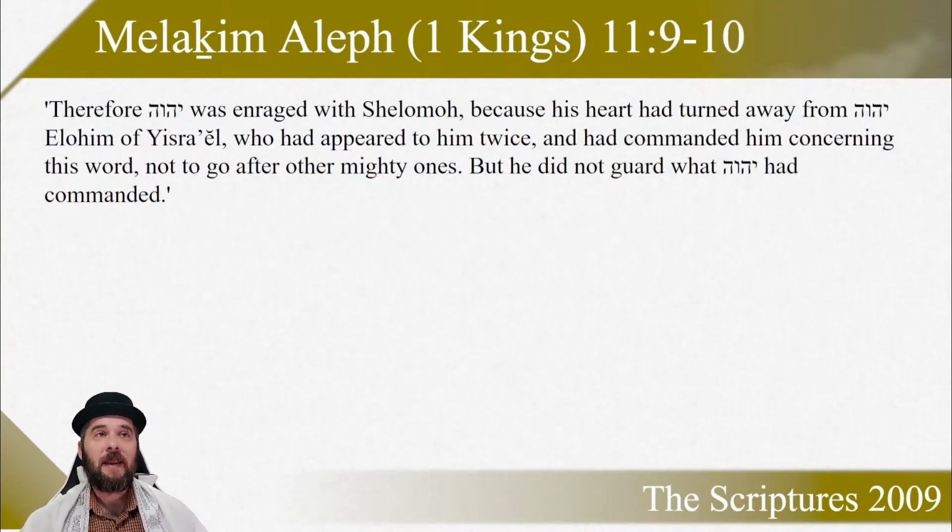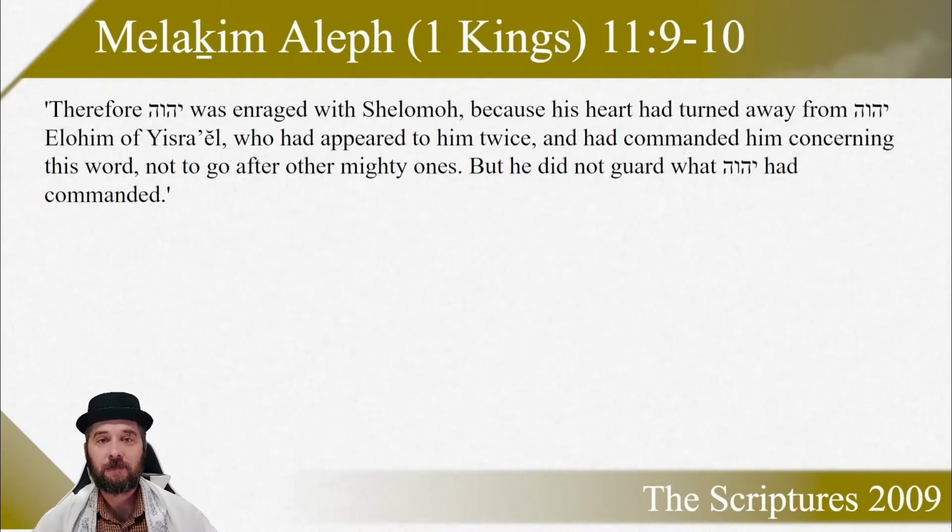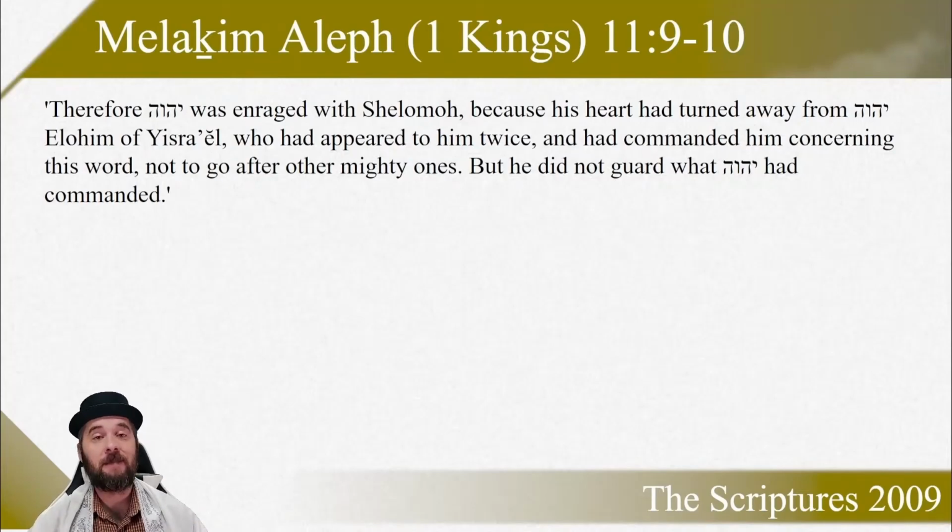1 Kings 11:9-10. Therefore Yahweh was enraged with Shlomo because his heart had turned away from Yahweh Elohim of Yisrael, who had appeared to him twice and had commanded him concerning this word not to go after other mighty ones, but he did not guard what Yahweh had commanded. So that's it. Shlomo did this horrid and grievous thing against Yahweh.